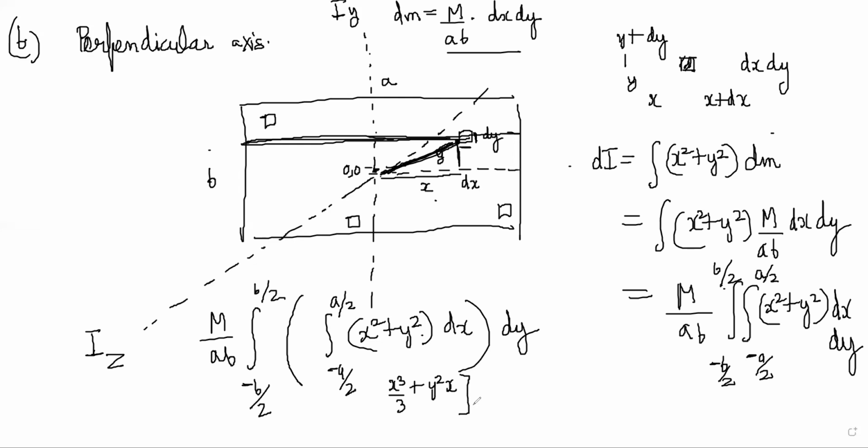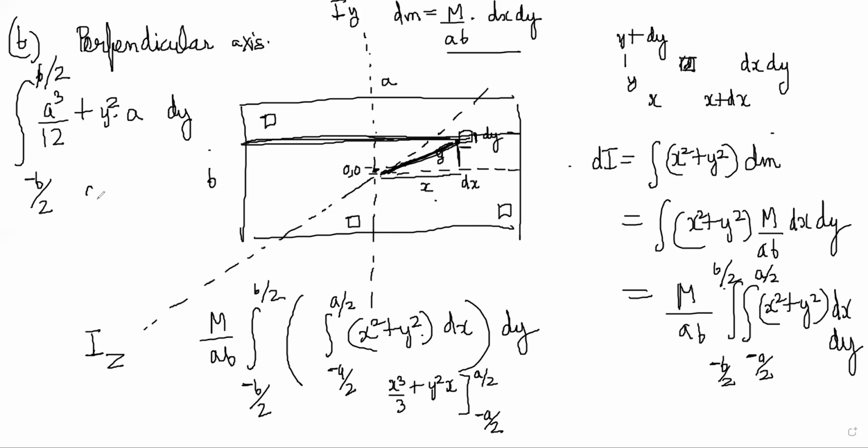Now put the values, a by 2 minus minus a by 2. So it will become a cube by 24 plus a cube by 24, which is a cube by 12, plus y square into a by 2 minus minus a by 2, so a. That is coming out after that integral. And then there is a dy there, and this goes from minus b by 2 to b by 2.